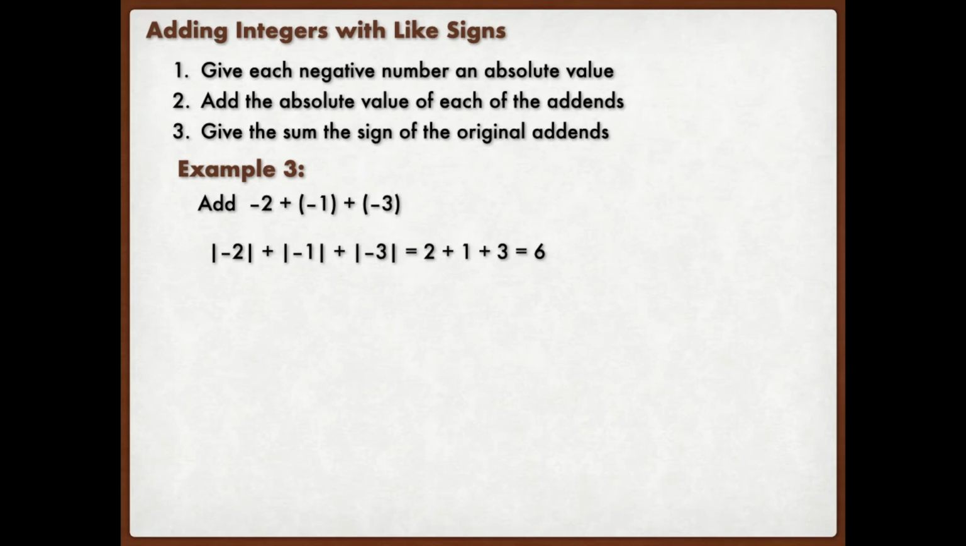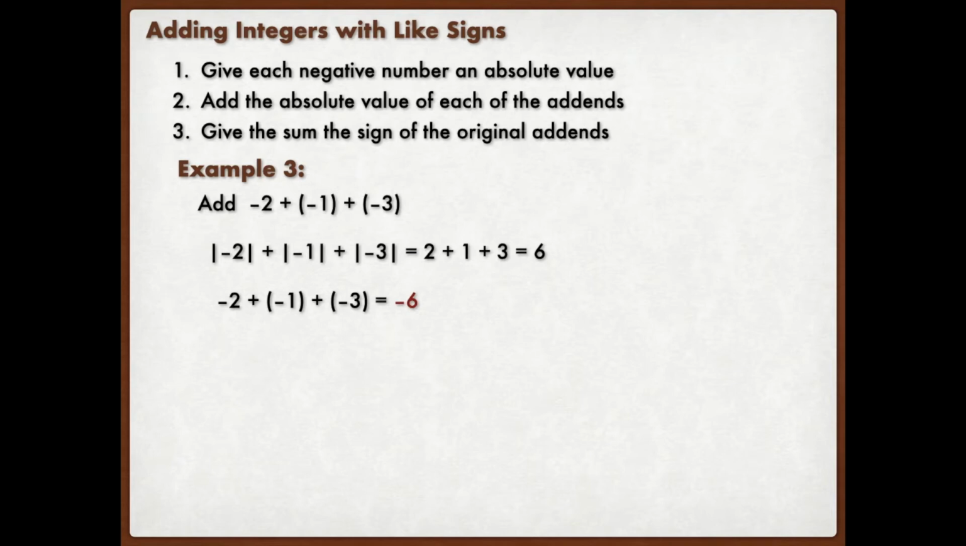So that turns it to 2 plus 1 plus 3. I add those together. That gives me 6. But remember, I'm not done yet. Now I'm on step 3. I want to give the sum, which is 6, the sign of the original addends. Now remember, I'm adding integers with the same sign. So the same signs are all going to be positive or all going to be negative. Because the same sign is negative, I turn that 6 into a negative 6. The negative 2 plus the negative 1 plus the negative 3 is a negative 6.